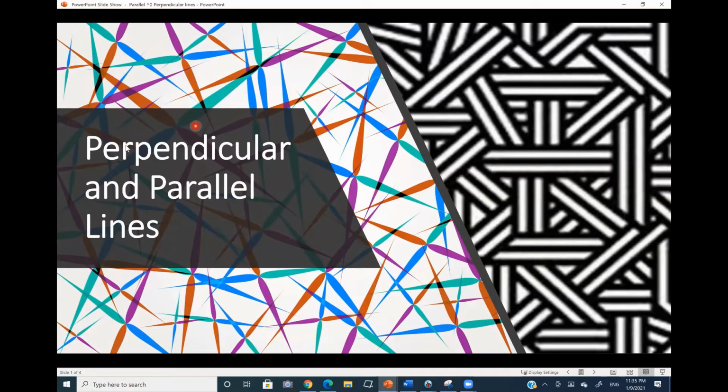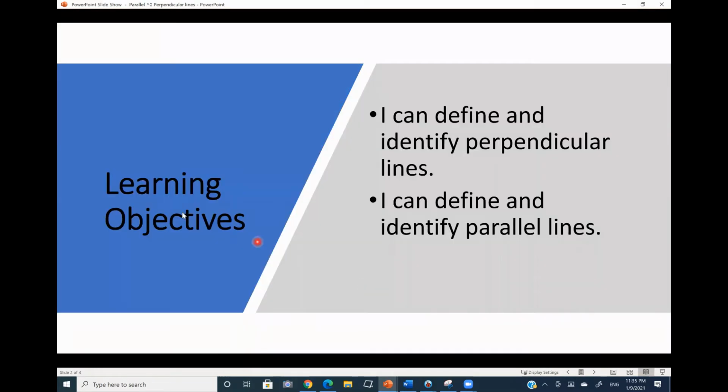Today, we're going to be learning about perpendicular and parallel lines. Our learning objectives are: I can define and identify perpendicular lines, and I can define and identify parallel lines.